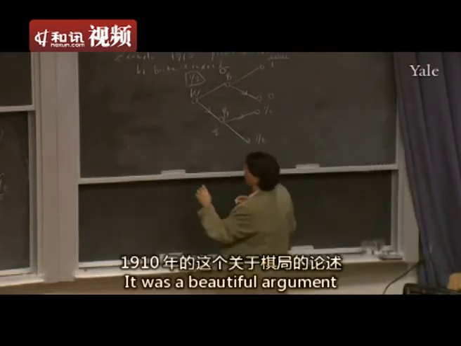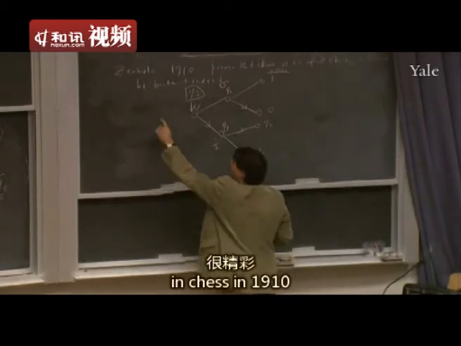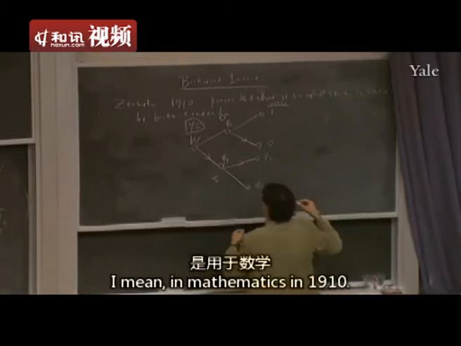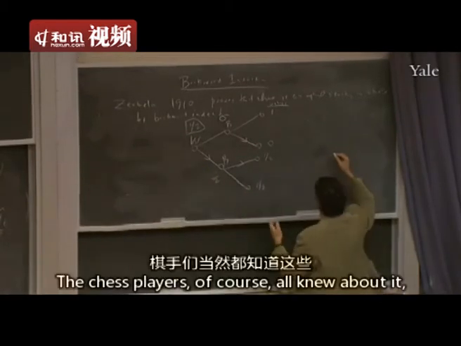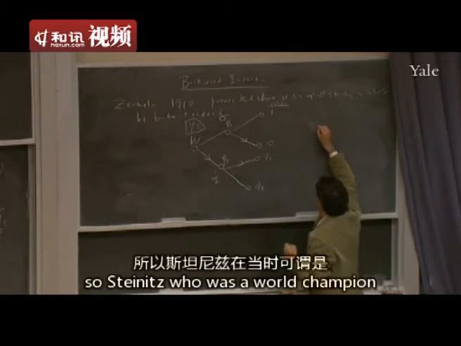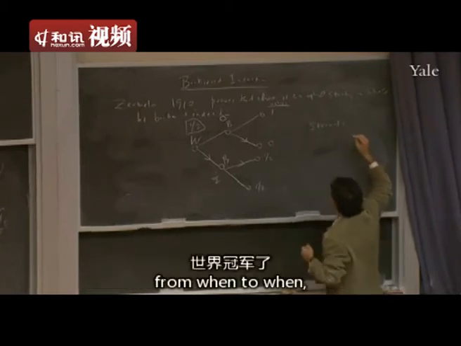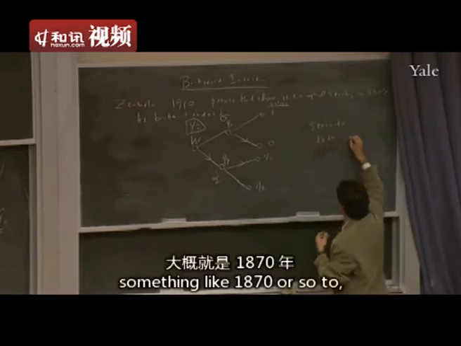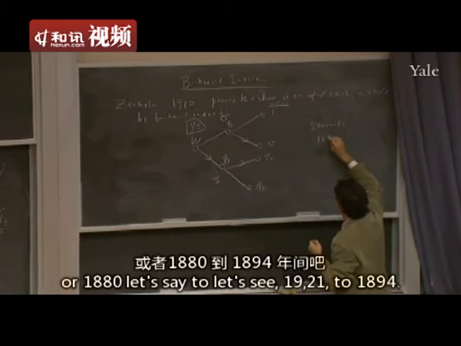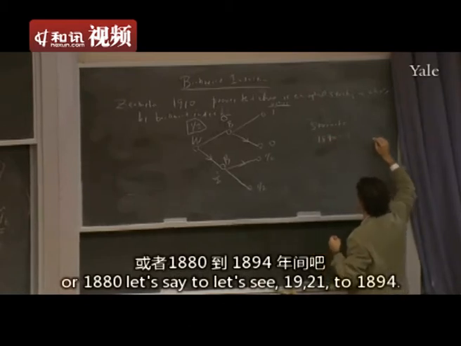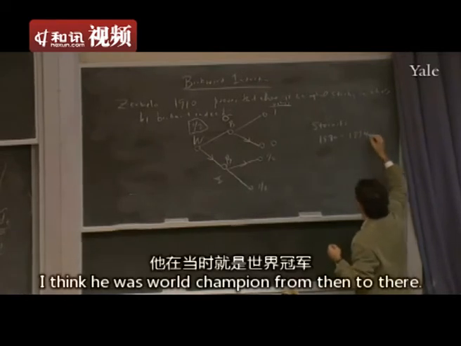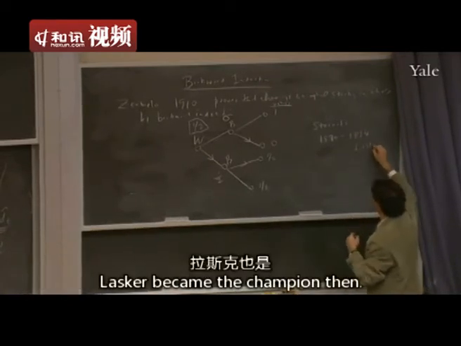It was a beautiful argument in chess in 1910, and then it was anticipated, I mean, in mathematics in 1910. The chess players, of course, all knew about it. So Steinitz, who was a world champion from something like 1870 or 1880 to 1894, I think. Lasker became the champion then.